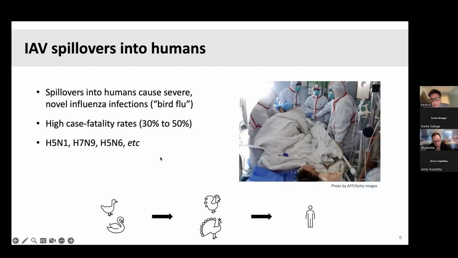But sometimes these outbreaks also continue spilling over into humans, which causes really severe novel influenza infections, which are popularly known as bird flu. These novel flus tend to have very high case fatality rates, anywhere from 30 to 50%. And there have been several notable examples in the past couple decades, like H5N1, H7N9, H5N6, and a smattering of other lesser known subtypes.